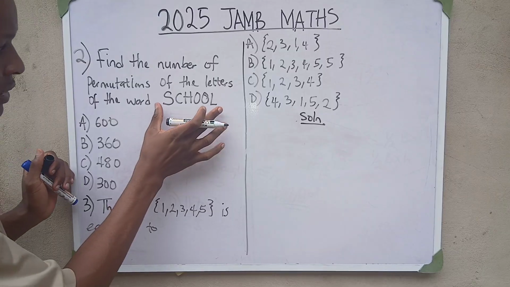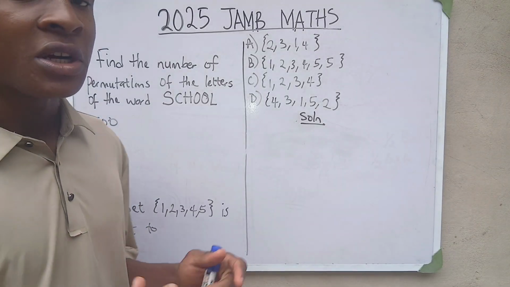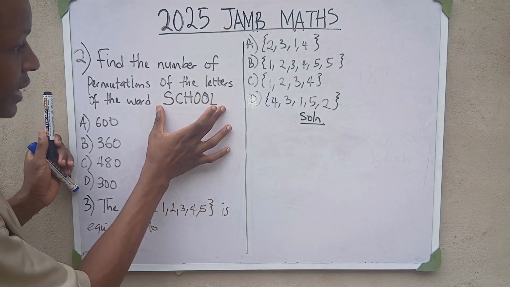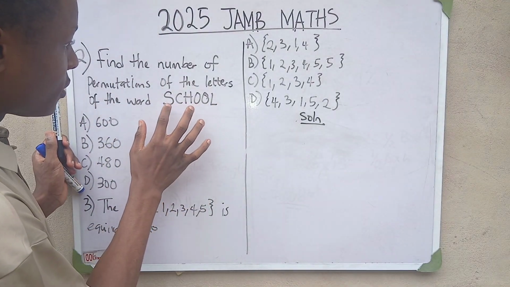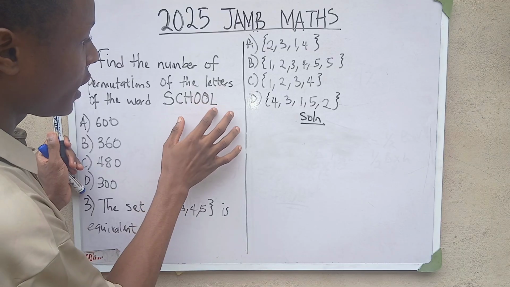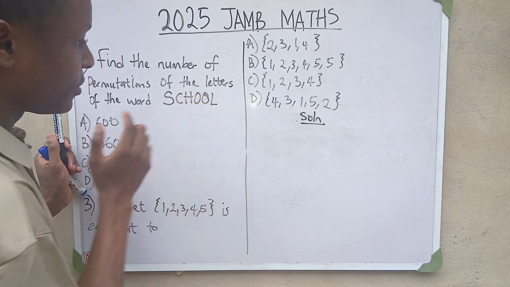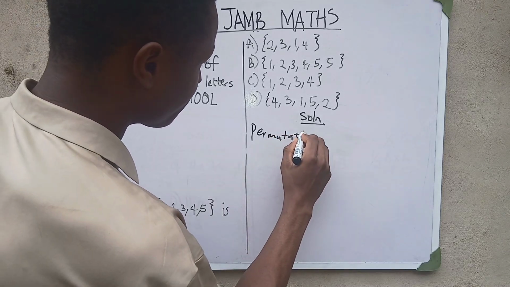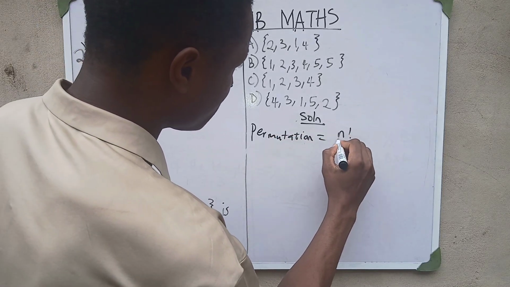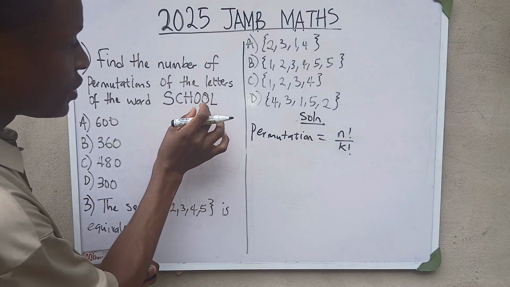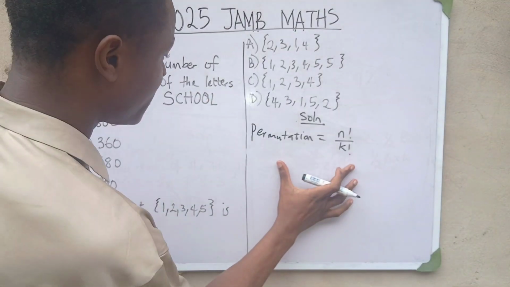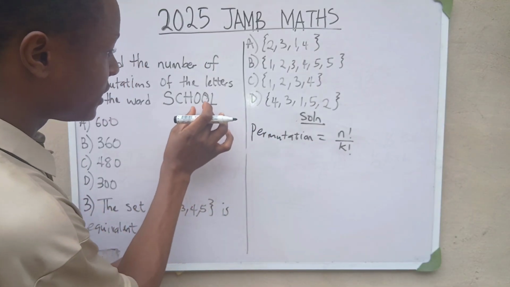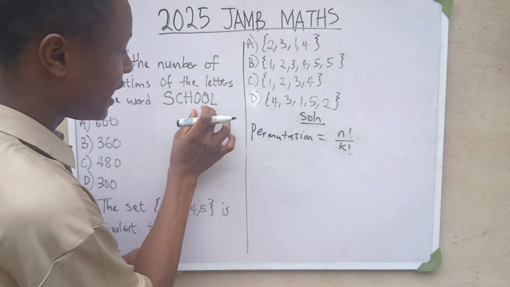When we talk about permutation, we talk about arrangement of letters or objects. So looking at the letters in the word school, S, C, H, O, O, L, O appeared 2 times. So we are going to use the formula for permutation, N factorial all over K factorial. Because O appeared 2 times, we use this formula. N represents the total letters, while K represents the number of O that appeared 2 times.